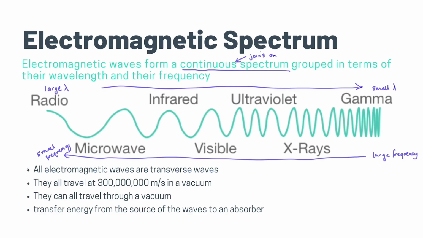There are 4 things that these waves have in common. They're all transverse waves. So they all have the particles oscillate. Remember we talked about the definition of a transverse wave? At right angles to energy transfer. That is what a transverse wave is, and that is what an electromagnetic wave is.